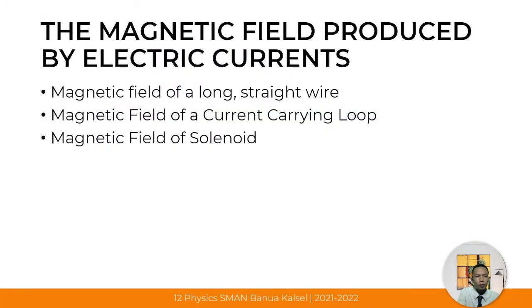So, that's about the magnetic field produce, how we can produce and represent magnetic field. Here we have three things when we discuss about the electric current, magnetic field that comes from electric current, or we call it as the electromagnet. We have long straight wire, and then current carrying loop, and also solenoid. Each of them we will discuss.